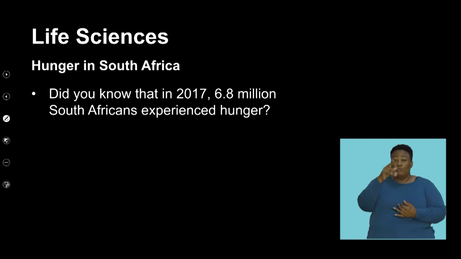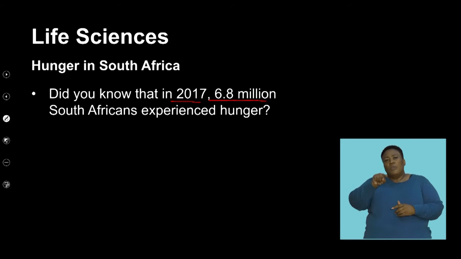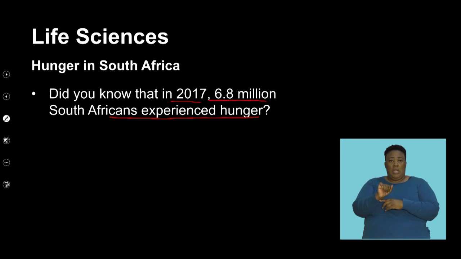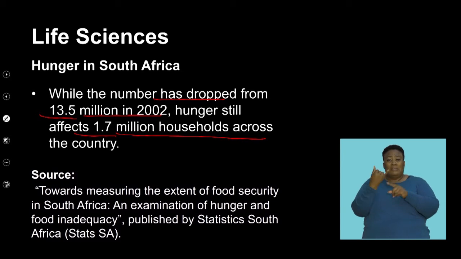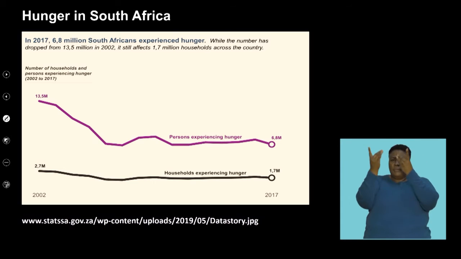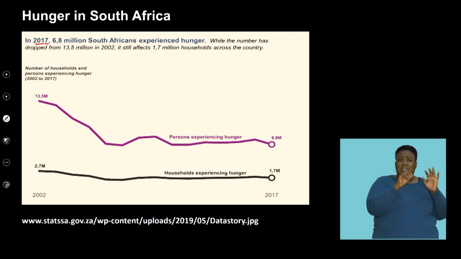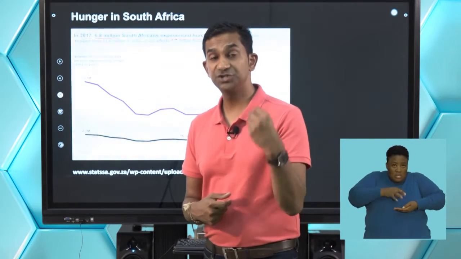So did you know that in 2017, 6.8 million South Africans experienced hunger? What does that mean in terms of hunger? While this number has dropped from 13.5 million in 2002, hunger still affects 1.7 million households across the country. And so this is significant in terms of looking at the stats in a graph. What does hunger mean? Hunger is also, again, an impact of food security. So people that don't have access to food, do not have a nutritious meal on a daily basis, experience hunger.